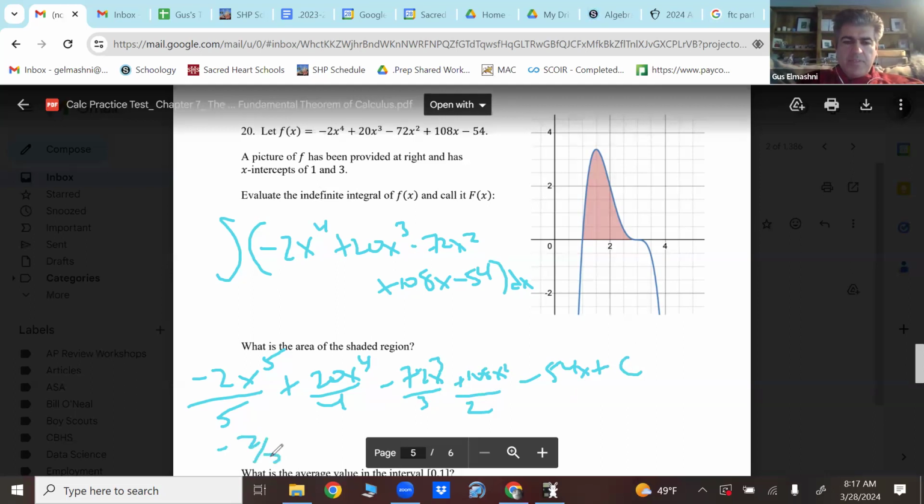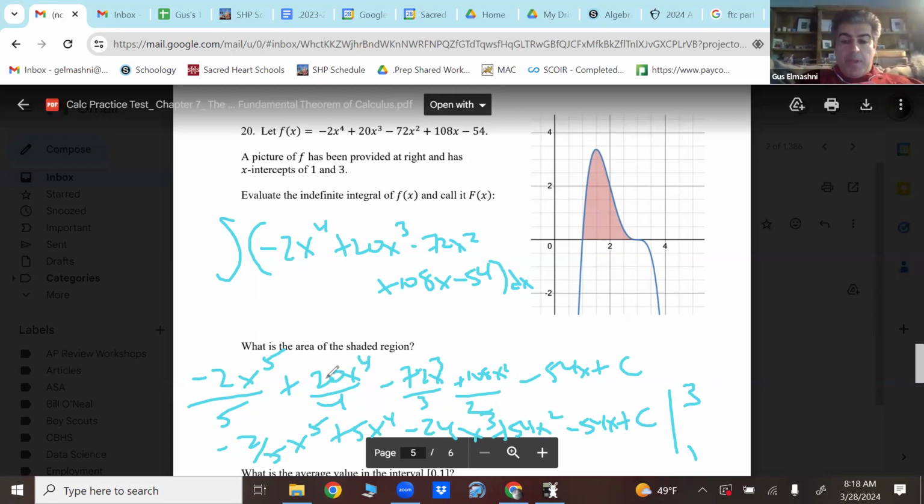And then, of course, you could simplify afterwards if you need to, right? Negative 2/5 x^5 plus 5x^4. Actually, you should simplify, make your life easier. 0.4x cubed plus 54x squared minus 54x plus c. Then you're supposed to find the area of the shaded region. So then you're supposed to do this. And the c's cancel, right? They cancel. If you plug in 1, plug in 3.